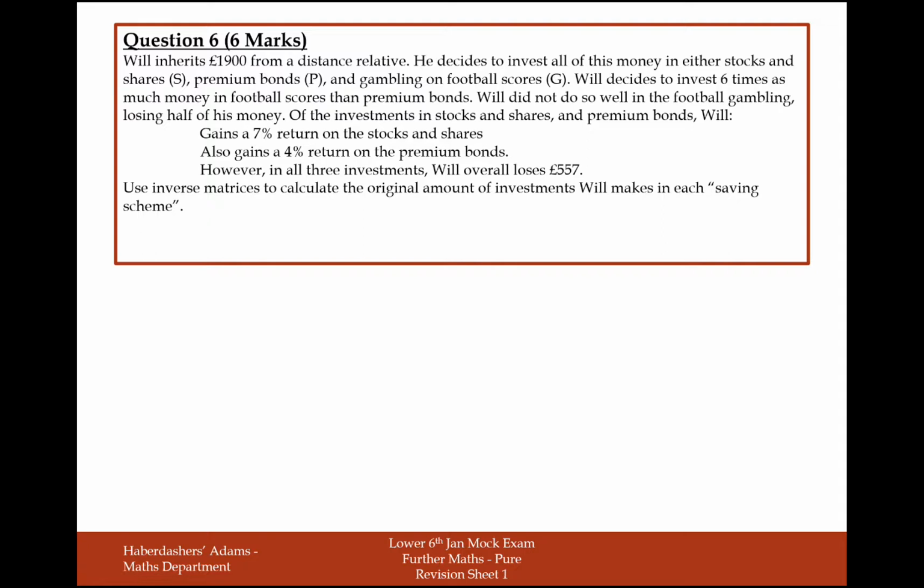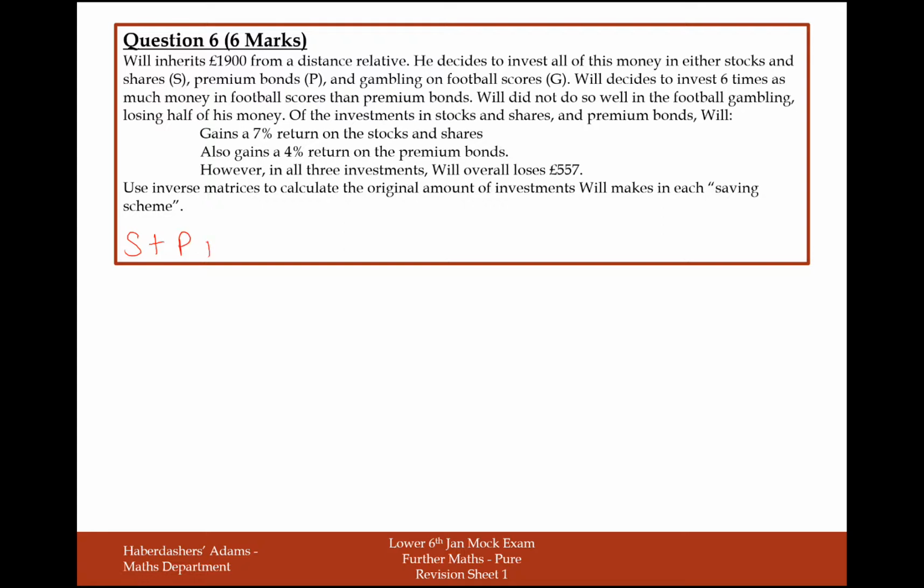So, what we need to do here is we've got three variables, S, P, and G. So if I want to invert a matrix with three variables, I need three equations to make a 3 by 3 matrix. So, what I'm going to need to do from this piece of information is pick out three separate, independent equations. So, let's look at the first bit of information. £1,900, and he's invested this in either S, P, or G. So the first one's nice and easy.